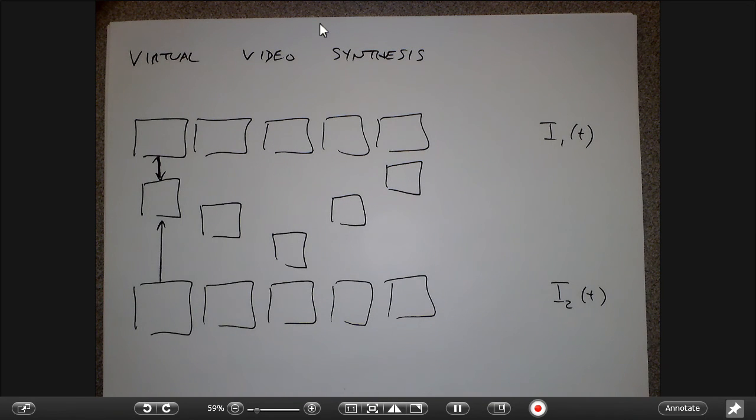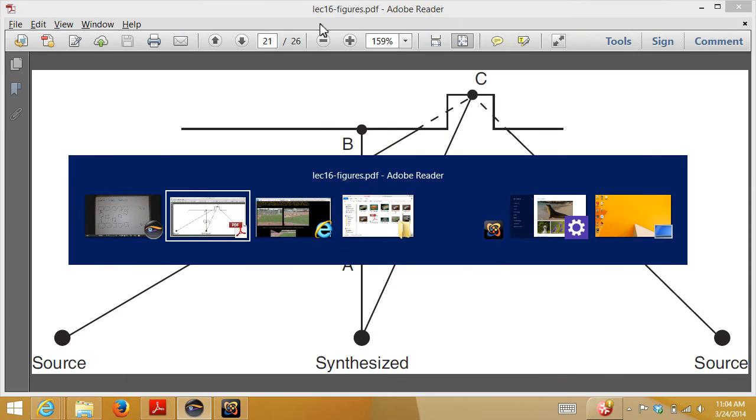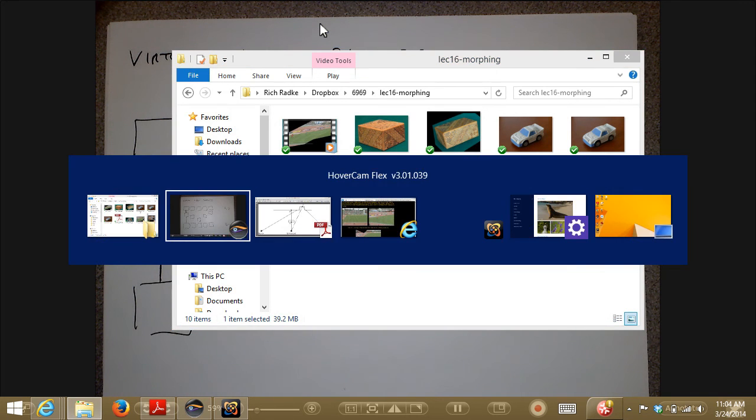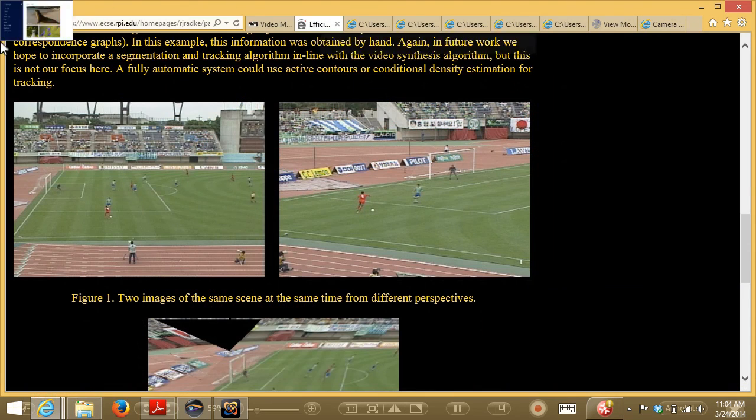And so let me just show, for example, what if I were to apply view morphing to just a pair of still images, right? So let me just go back to this for a second. So here I have two images. This is kind of typical of what you get when you see broadcast sports, right?